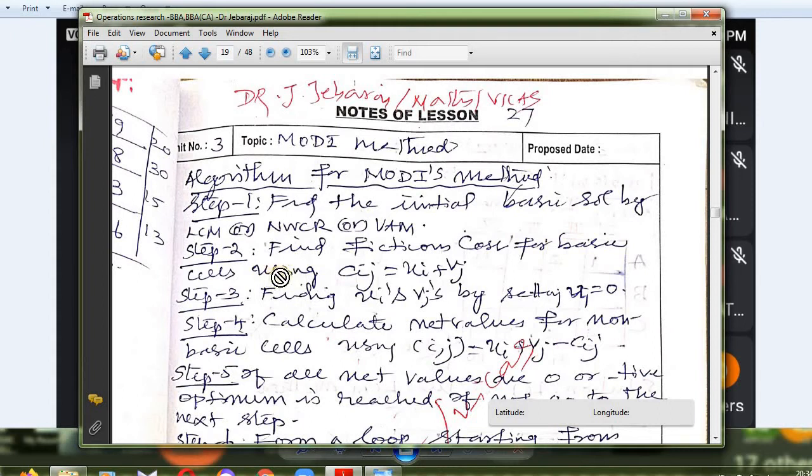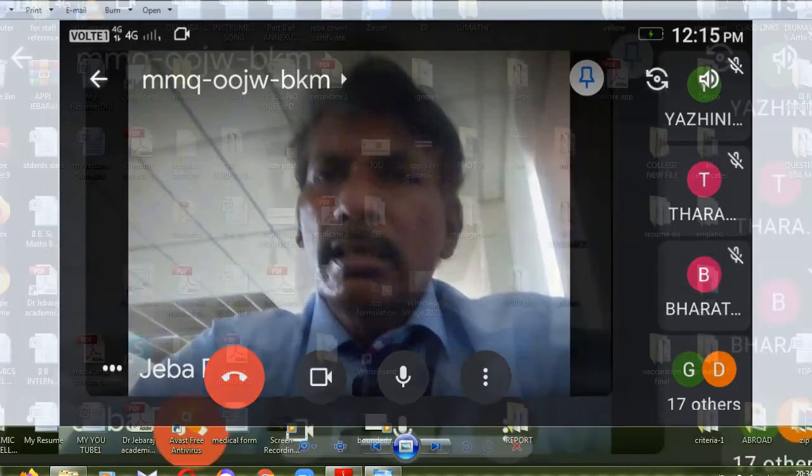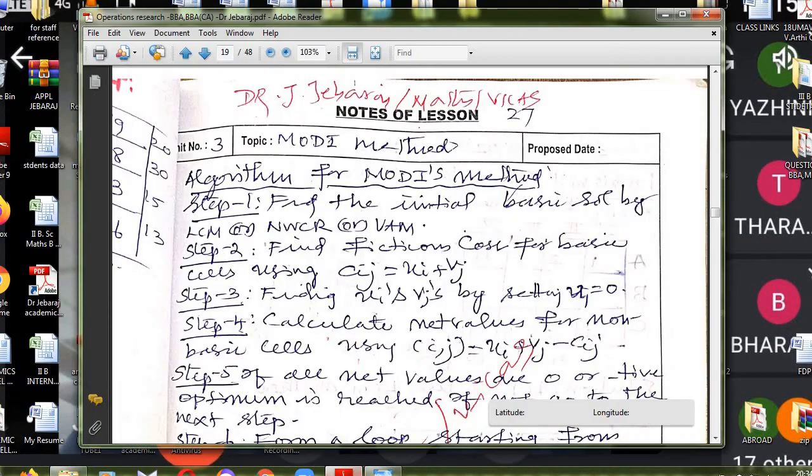We know what is a basic cell. Basic cells means the assigned cells. The assigned cells means we have assigned how many products should go from the production center to the destinations by any one of the previous methods. Those cells are called basic cells. For those basic cells, we have to find fictitious costs. What is the formula? The formula is Cij equals Ui plus Vj.